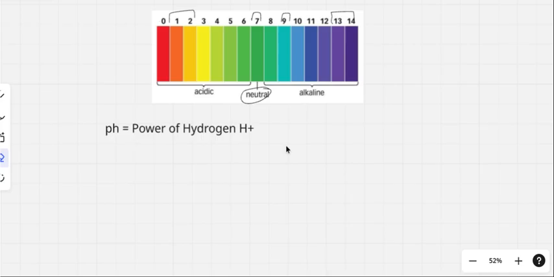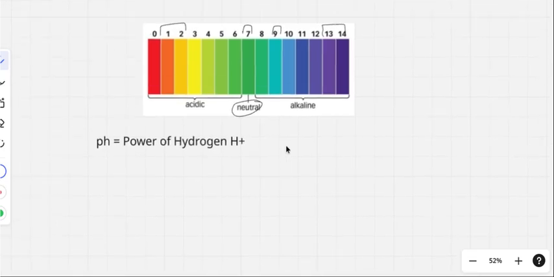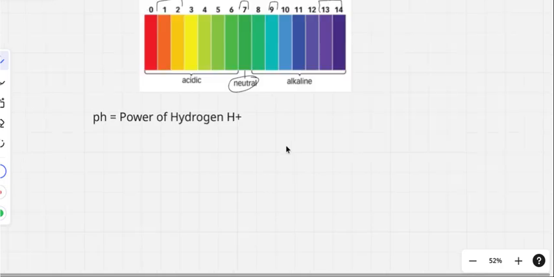Now let's have a look at a neutralization reaction first. So let's start with, let's say acid, which can be HCl, as we discussed, hydrochloric acid. Let's do plus a base that we had before, so NaOH. That's sodium, oxygen, and hydrogen.